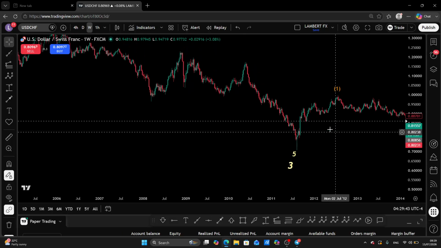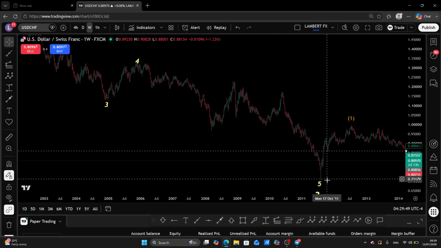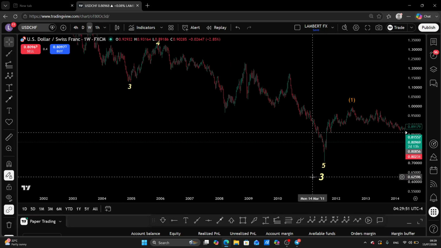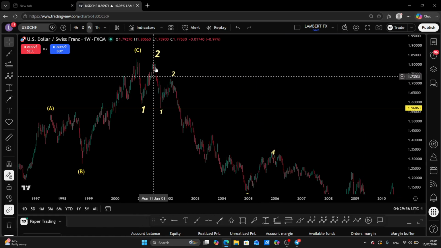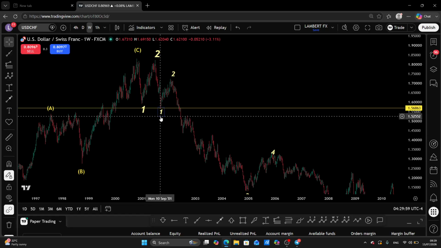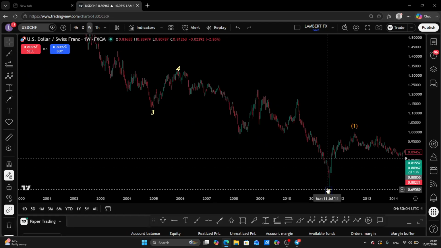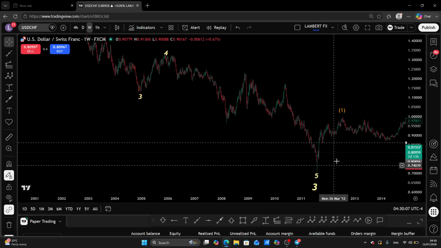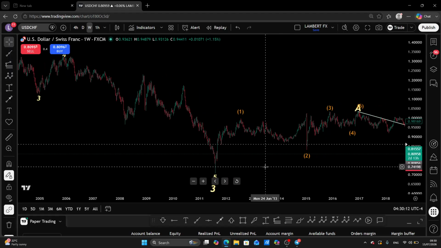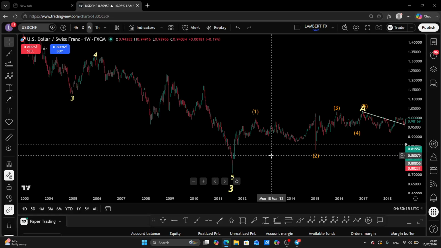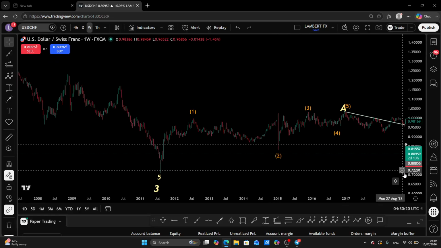Okay, so we got a 5 leg down for 5, which now becomes our 3. Okay, so remember I said after your 2, you need a 5 leg down for 3. So we got 1, 2, 3, 4, and 5. So after this 3, then we need a 4. Okay, and the 4th leg usually is the largest corrective leg.